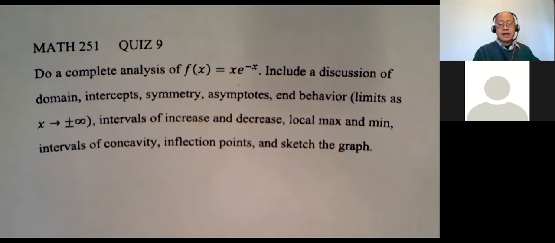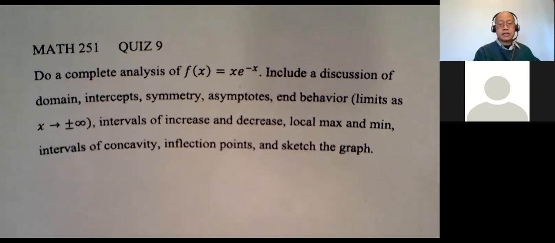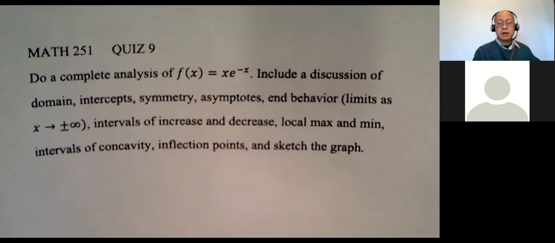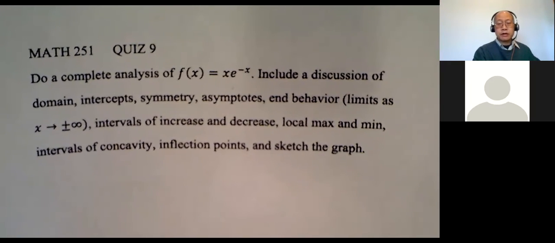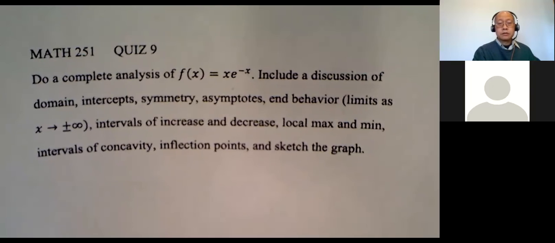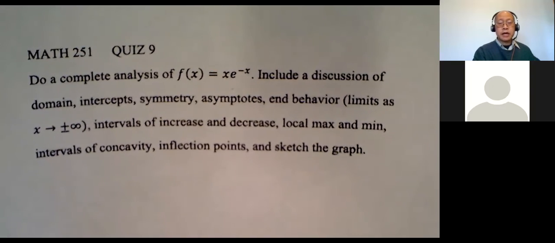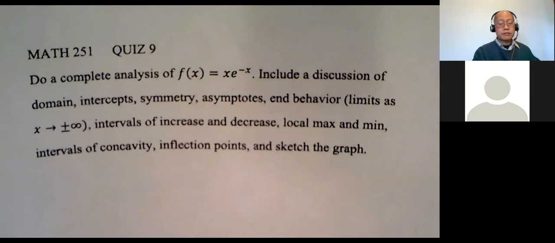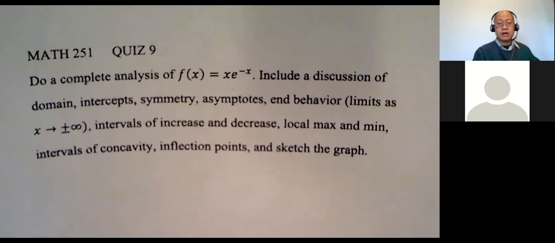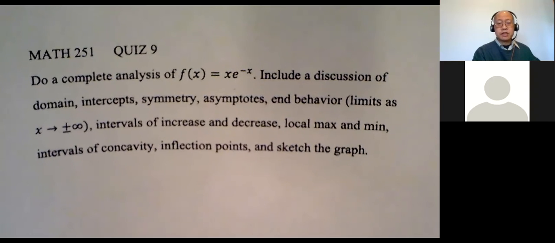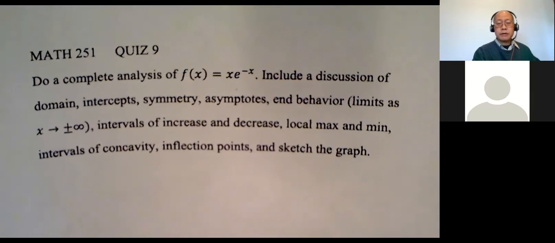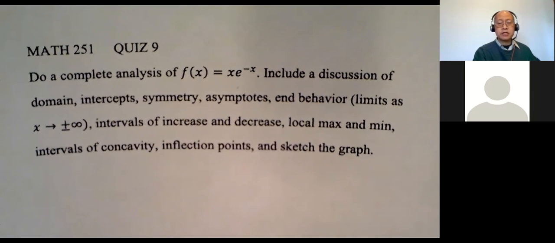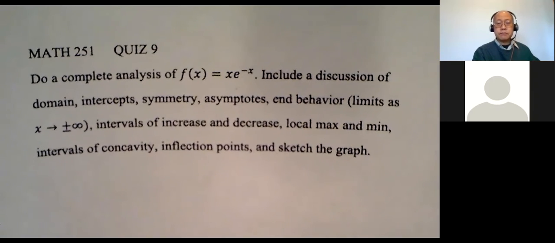The main thing is the function is x e to the negative x. Just one question, but it might take you a while to do all that. So domain, intercepts, symmetry, asymptotes, and behavior. All of this was listed in section 5. And behavior means what's the limit as x approaches infinity, negative infinity. Intervals of increase and decrease, local max and min, intervals of concavity, inflection points, sketch the graph.